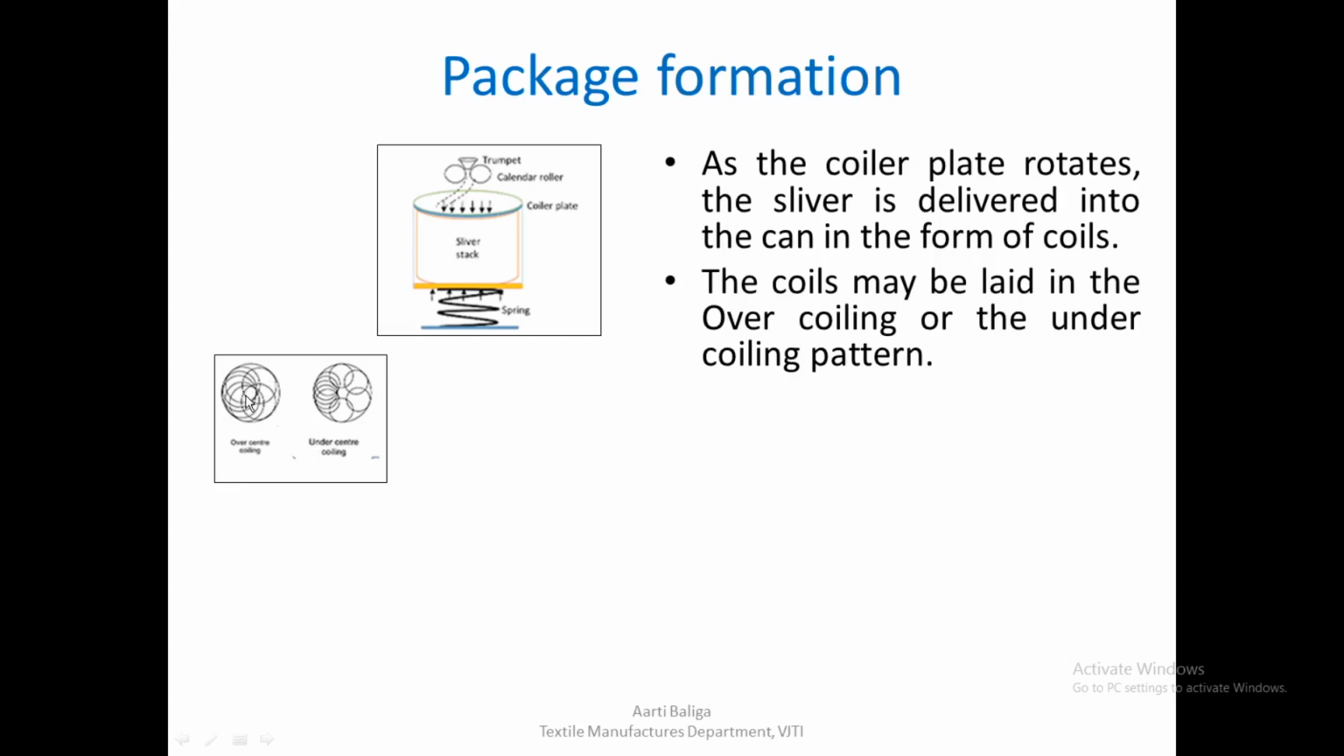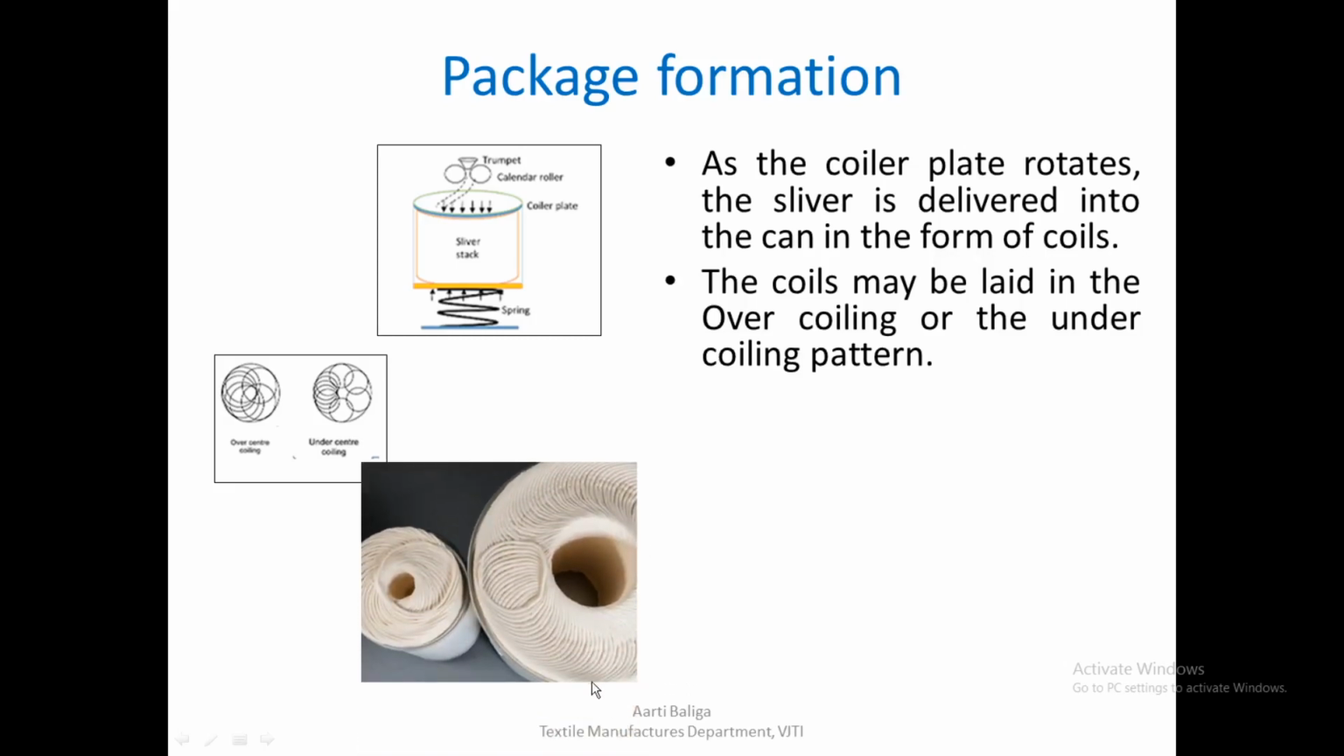In this, the single coil diameter is large enough that the center of the can, the axis of the can, is within the coil, whereas here the axis of the can and the diameter of a single coil, it does not cover the axis. So these are the two types of coiling patterns that are there. And when you actually look at the can, this is the image. You can see here this is over coiling and this is under coiling.